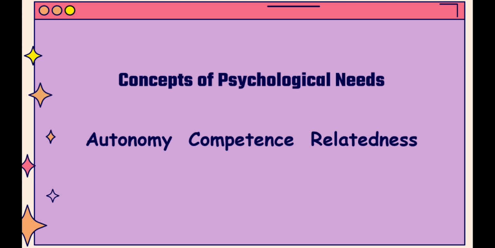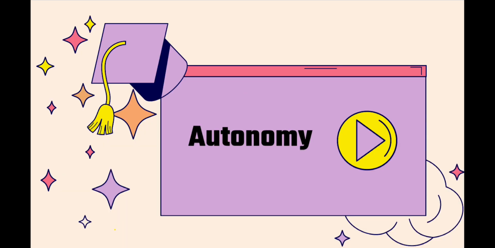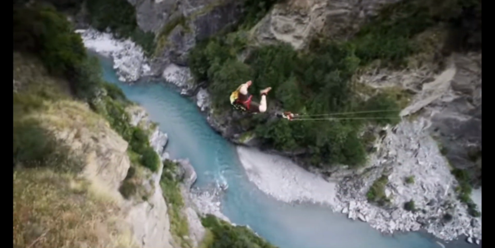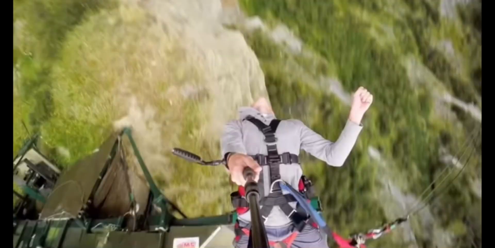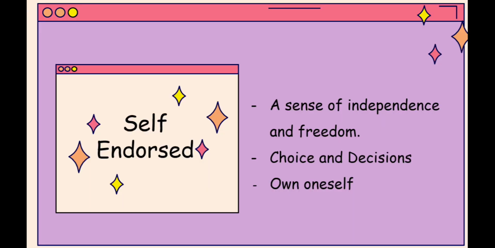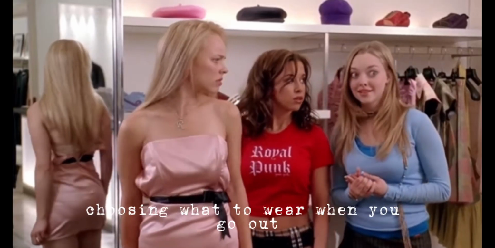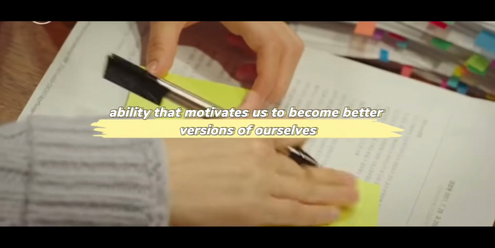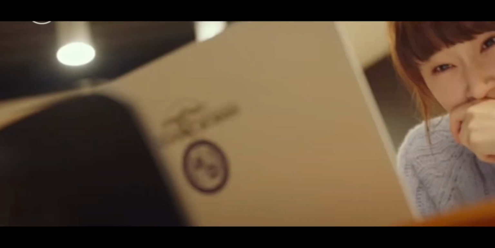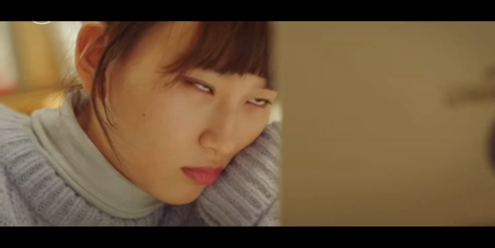It is based on the concepts of three psychological needs, which are autonomy, competence, and relatedness. Autonomy is known as a sense of independence and freedom. It gives oneself a freedom to choose and to make their own decision. One of the examples is choosing what to wear when you go out. Competence is the ability that motivates us to become better versions of ourselves. For example, setting a target for exams and trying to achieve it, or beating your opponent in a debate session.